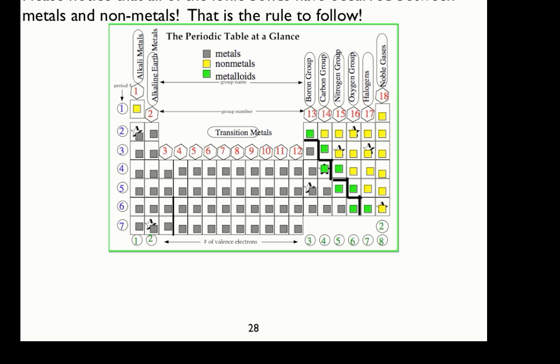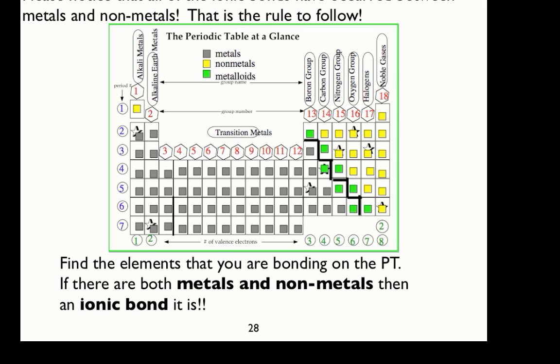All right, so here we are back at the coloring sheet. The ionic bonds that we have drawn now between sodium and chlorine, and calcium and chlorine, those are actually metals and nonmetals. So the rule to follow here is to find the elements that you are bonding on the periodic table. If they are metals and nonmetals, then you're going to be forming an ionic bond. All right? So those are the two rules. If they're two nonmetals, they form covalent bonds. If they are metals and nonmetals, they're going to form an ionic bond. All right?